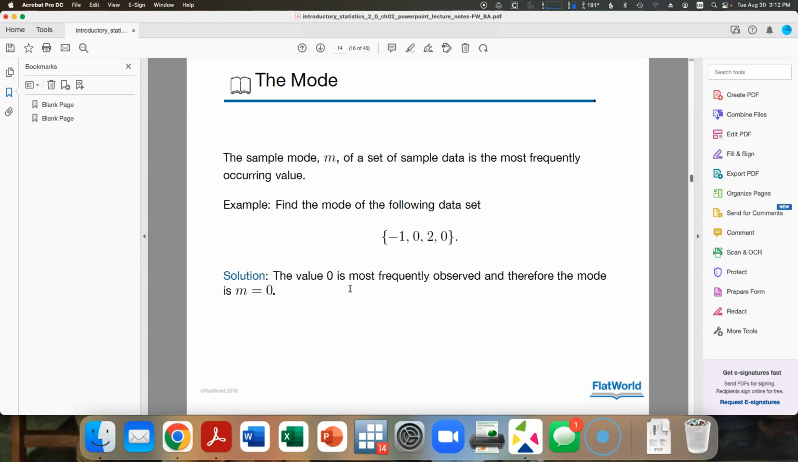For any data set that we're talking about, there is only one mean, there is only one median. But for modes, you could imagine that there could be multiple modes. If we had another value here, which was also -1, then we would have 0 and -1 as our modes. So you could have multiple modes, but you can have only one mean and only one median.